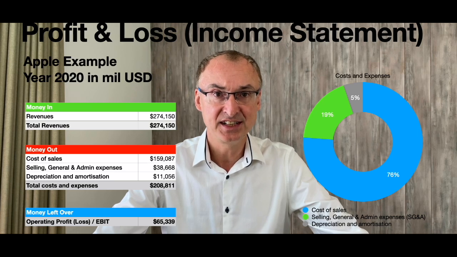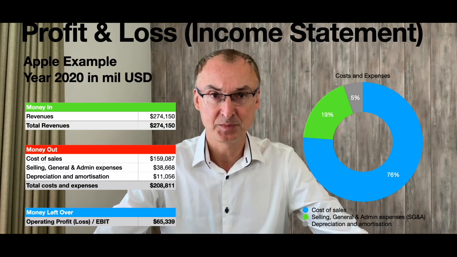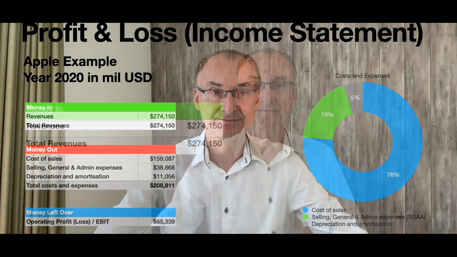And as you can see, the top part is money in. It's about sales or revenues. Then we have the middle part, money out. It's about costs and expenses. And then we have the bottom part, which is money left over. It's either profit or loss.